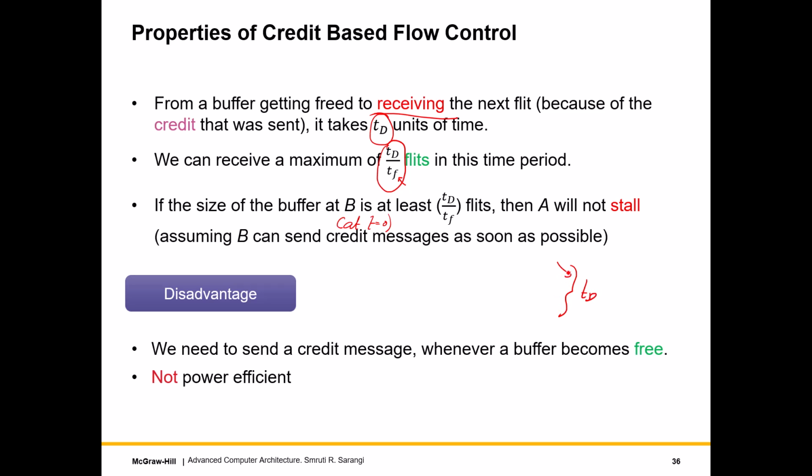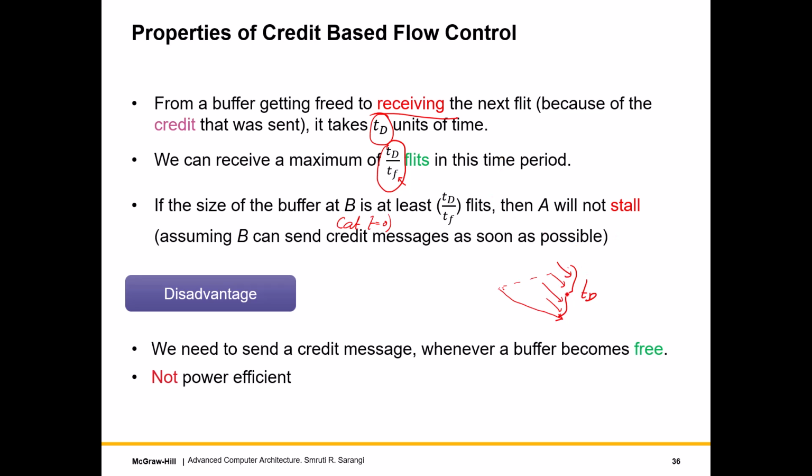So, the key idea here is that in this time period TD, we are essentially operating in the shadow of a credit, where a credit has been sent, and because of that credit a flit is coming. But if you don't want the receiver to stall and you want it to continue to receive flits, then if it has TD by TF free flit buffers, it can receive all of them in this time frame. That's the idea. Then it is not going to stall, right?